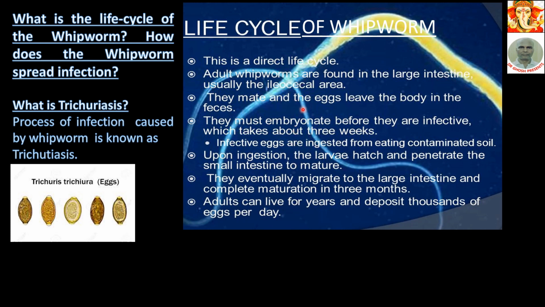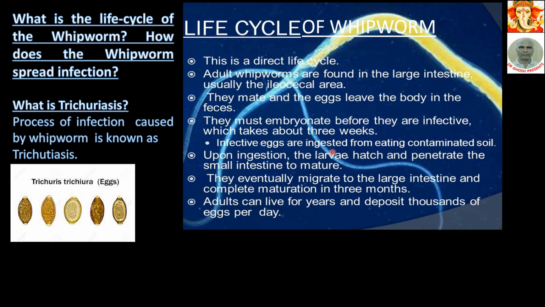They mate and the eggs leave the body in feces. That is from the ileocecal region. In the ileocecal region, there are so many worms. They mate, meaning male and female mate, and leave eggs in the body. They must embryonate before they are infective, which takes about 3 weeks.